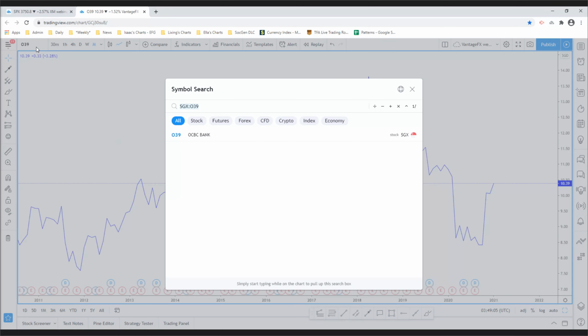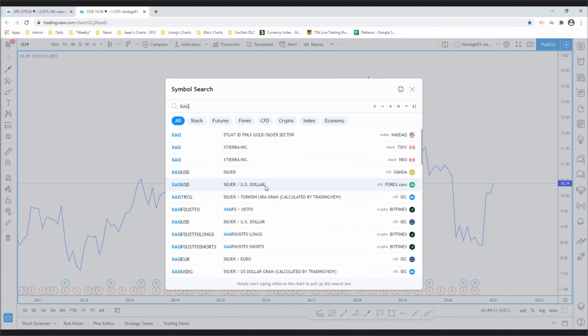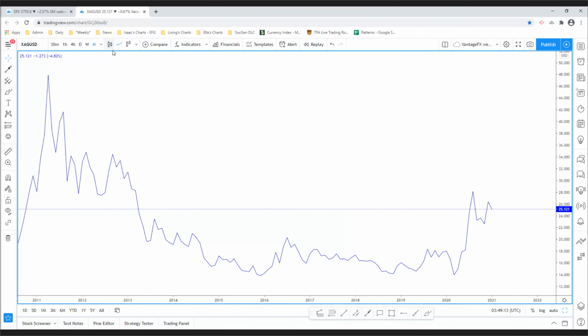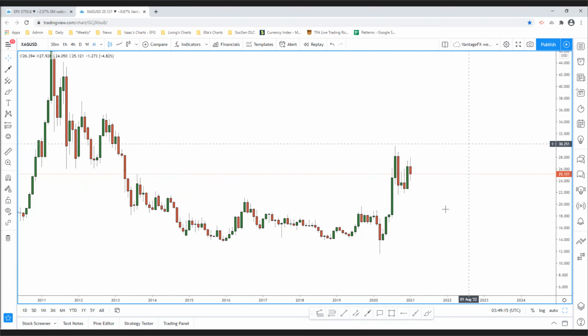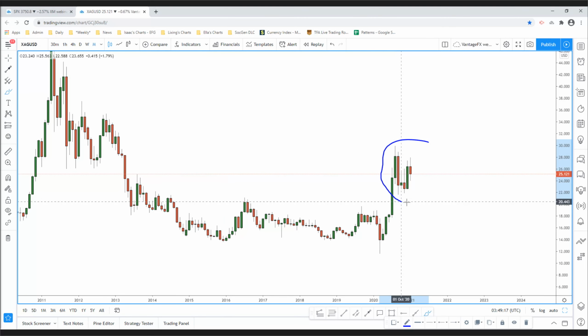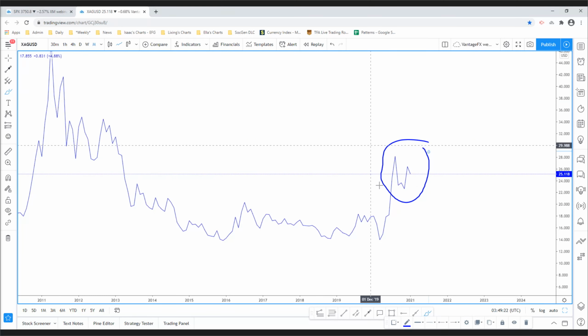In the interest of time, one more. Ryan, you're talking about silver. Okay, the silver, very interesting. Look at this area here. On the line chart, it looks like we could be forming a double top.